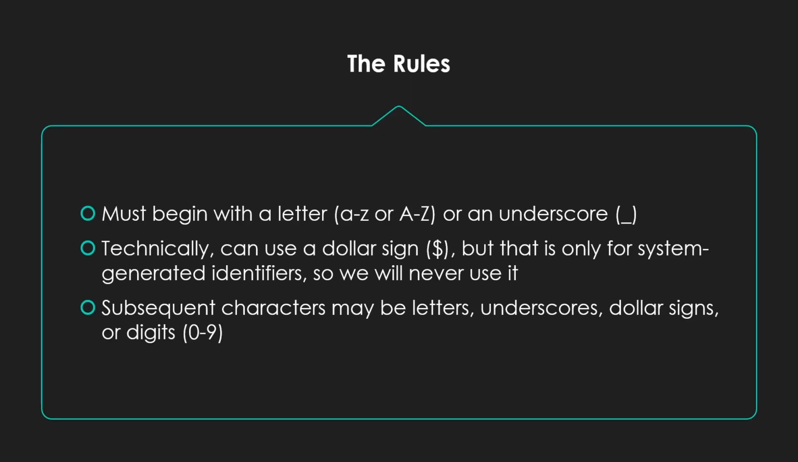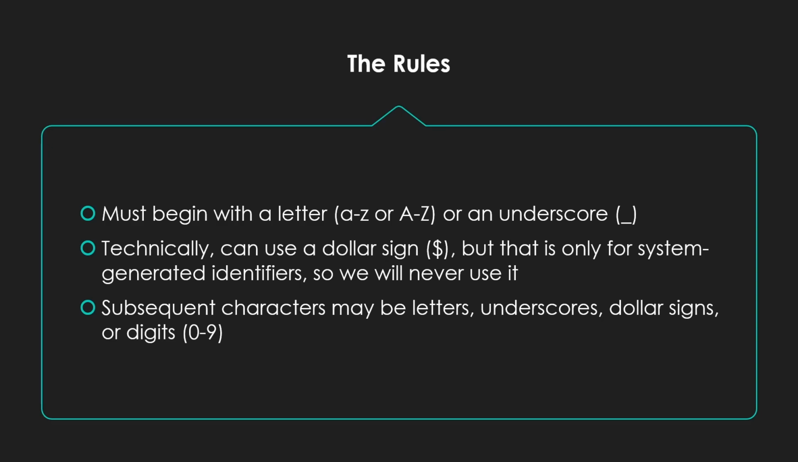These are the rules that we have to follow in order for the computer to understand our program correctly. So when we go to create an identifier, such as a variable name, it has to start with a letter, A through Z, or an underscore. Technically speaking, we could also use a $ sign, but that is only used for system-generated identifiers, so we're going to ignore that fact. Subsequent characters in our name can be letters, underscores, $ signs, or digits. As long as we follow these rules, the computer will be able to understand our identifiers and use them.